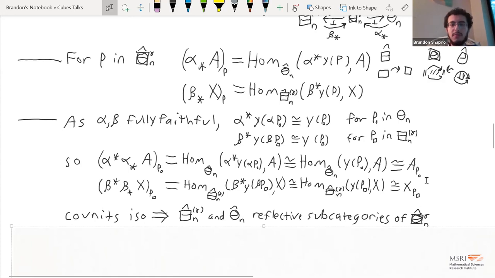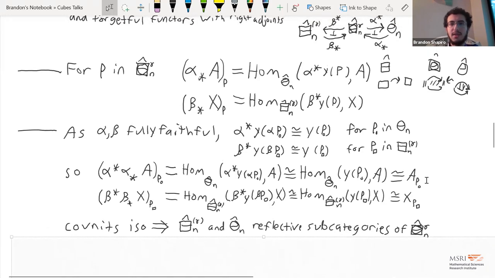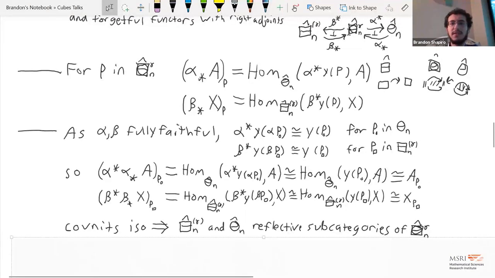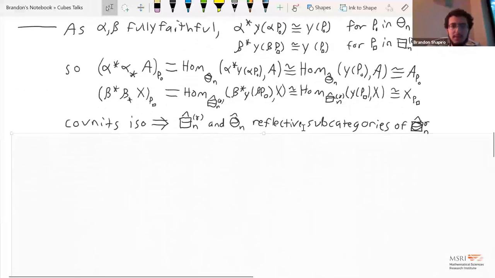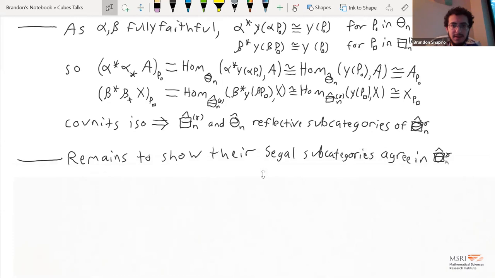Now, what remains to be shown? So we know that both of these embed fully faithfully into this middle one. What we want to show is that if we restrict to cubical n categories over here, so things that satisfy the cubical Siegel condition, and n categories over here, the globular Siegel condition, that we get the same thing in the middle. So what I'll do is tell you what that looks like and say a few words about why it's true.